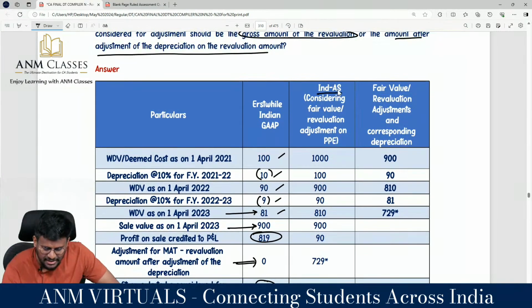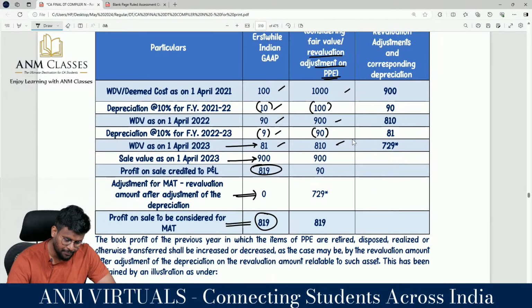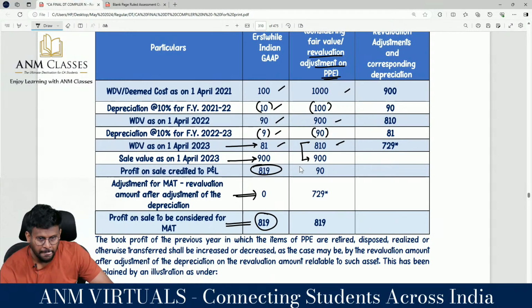Whereas Ind AS considering fair value revaluation adjustment on PPE, you just look at here. WDV is 1000. We have claimed depreciation of 100. What will become the next year WDV? 900. On that we claim 90 depreciation. It becomes 810. The 810 rupees asset has been sold for 900 rupees. So there is a profit of 90 rupees.